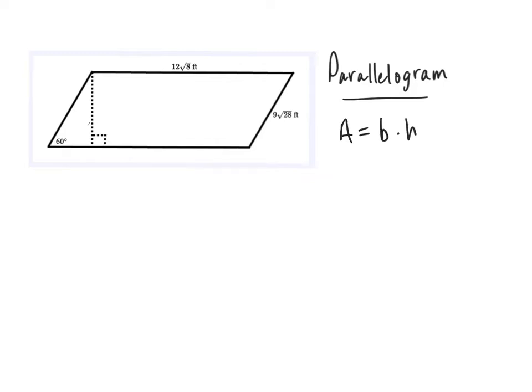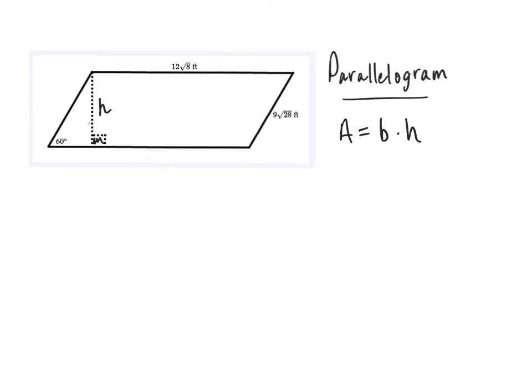The area is base times height, or length times width. And the only thing you have to keep in mind is that the base and the height must be at a right angle. So this is the height right here. So in this picture, you don't have that height, but you do have a 60-degree angle.